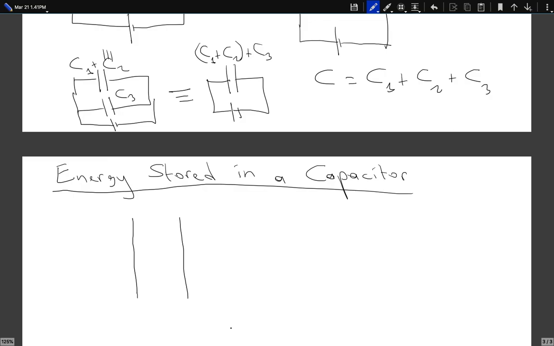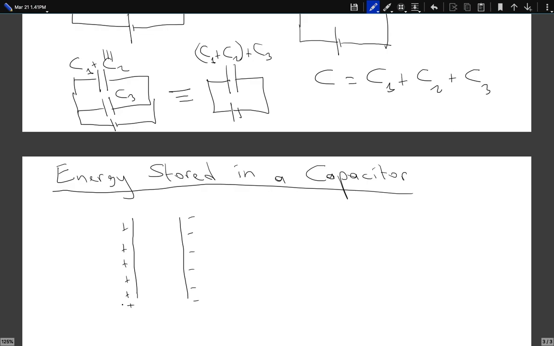So that is what I will calculate now. How much energy do we store in a capacitor until we charge it fully? Let's say that during this process, I have already carried many charges. And let's say this is negatively charged. This is positively charged.